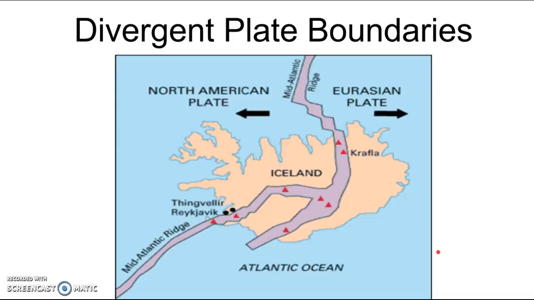And finally, remember at the divergent boundary, the landform that we see is Iceland rising up. And at Iceland, it's spreading apart the North American and Eurasian plates.